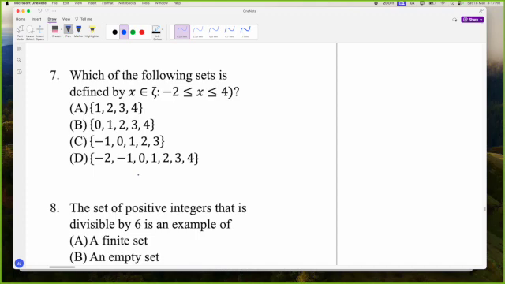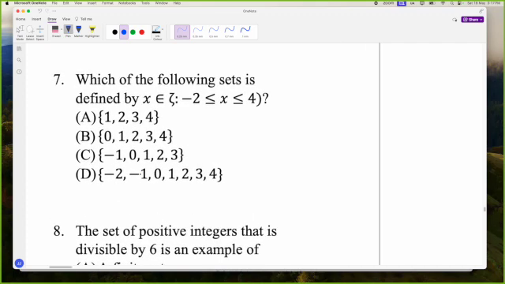Which of the following sets, and remember this is being recorded, so you'll definitely get it in the Google Classroom. Which of the following sets is defined by... And we have a little mistake here, I think. I don't know what this is. That looks like some sort of a little mistake.